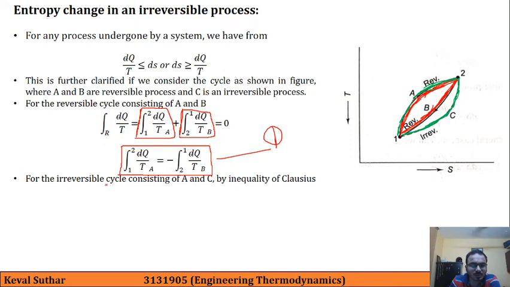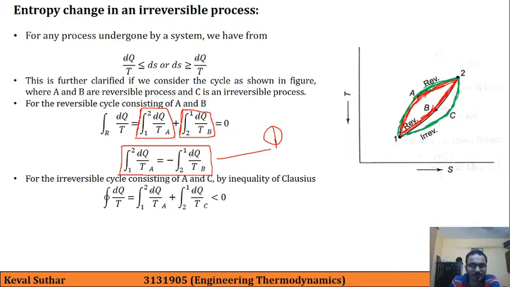Then for the irreversible cycle consisting of A and C, that is now our green cycle, by Clausius inequality we can write this. Here it is less than 0. Let me repeat one more thing here: this is not due to being a property of the system, but based on the Clausius inequality, that is the less than or equal to 0 term. As this entire cycle is reversible, that's why we are putting it equal to 0.